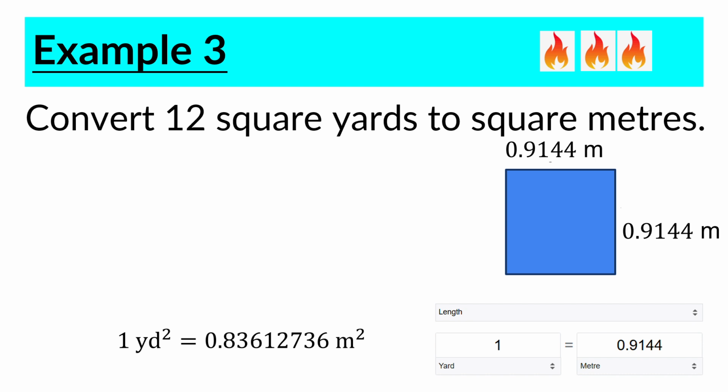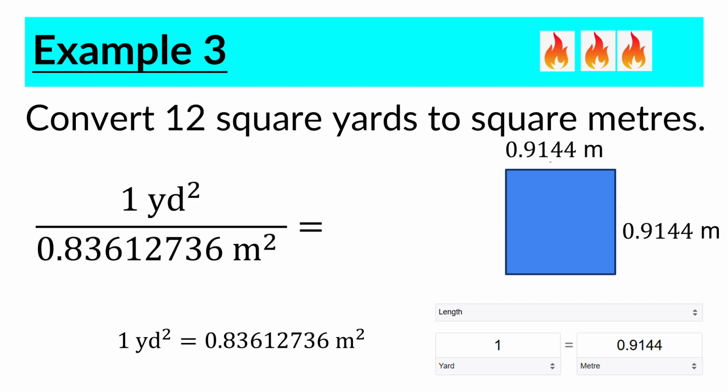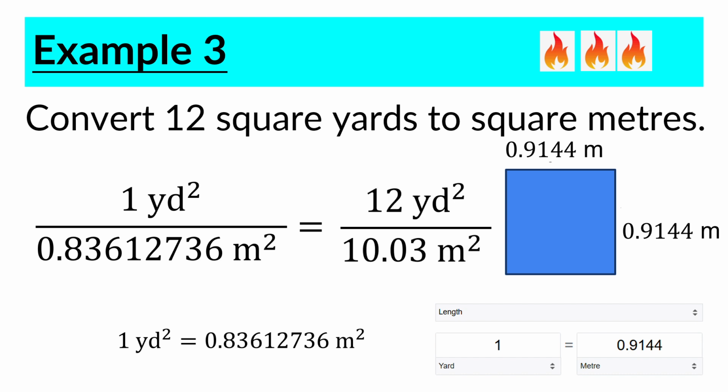So using that conversion, put that in a rate and make it into a proportion. We're trying to figure out how many square meters are in 12 square yards. So square yards will be the square units in the top, and square meters in the bottom.